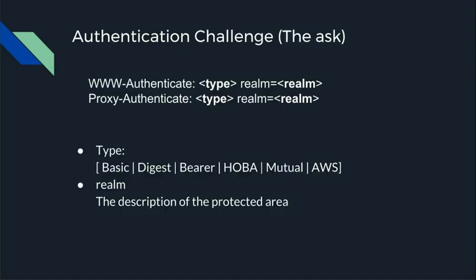For the challenge, the server returns the WWW-Authenticate header or the Proxy-Authenticate header. The Proxy-Authenticate is used in case the backend is behind a proxy. It's not common actually, but worth mentioning. Anyway, it shows you the type of authentication the server requests, whether it's basic, digest, or bearer for tokens or any other type. And realm, this is a description of the protected area.